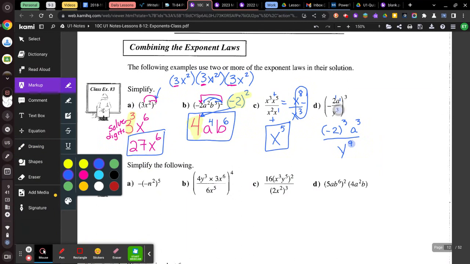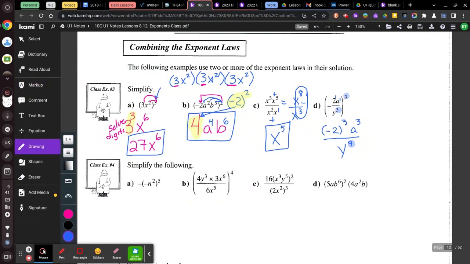So the 9 comes from 3 times 3. And same thing, that 3 is multiplying to the 1s on the 2 and that a. So now, which part can I solve, or is he done? I can solve the 2. He's a digit. So I have to make sure I solve this part right there. Negative 2 cubed is going to give you a negative 8. So this guy is going to show up like this. Negative 8a^3 over y^9.